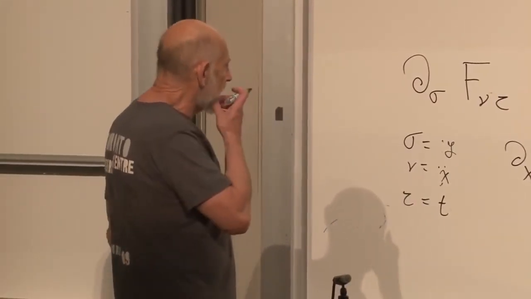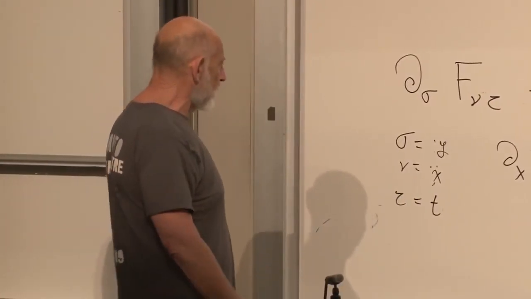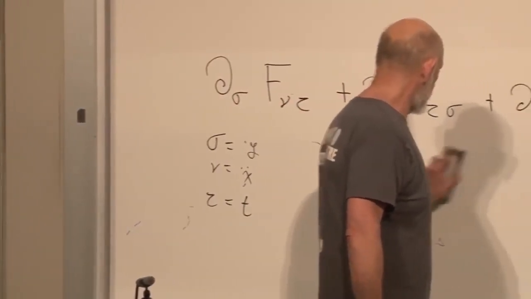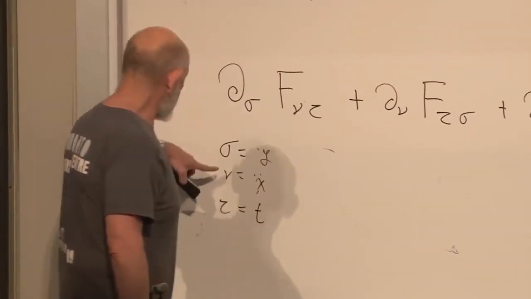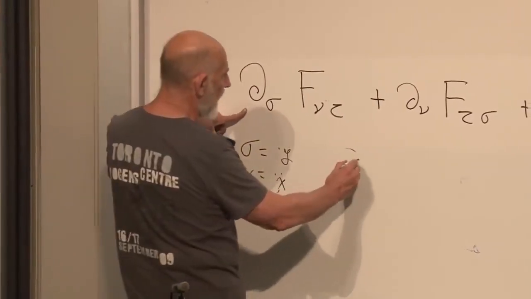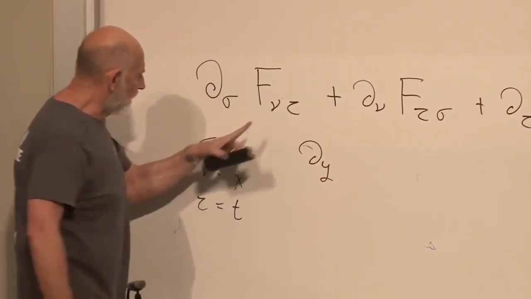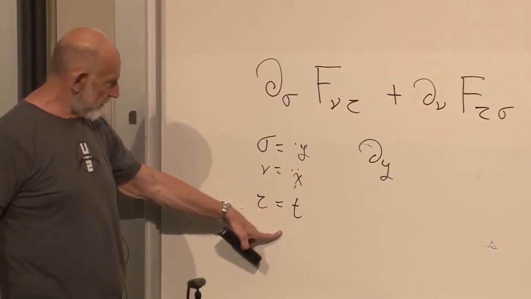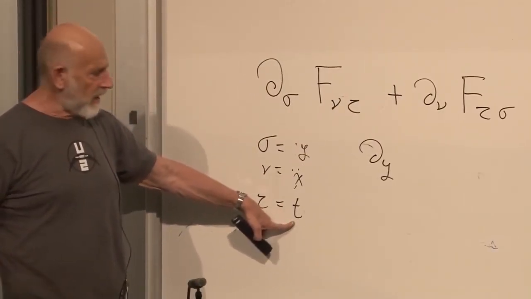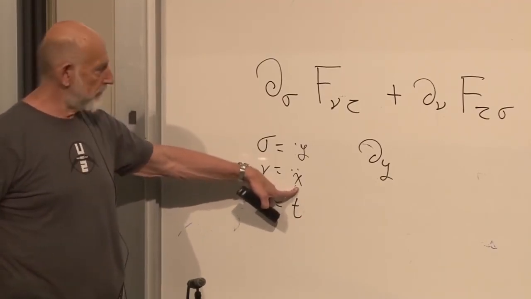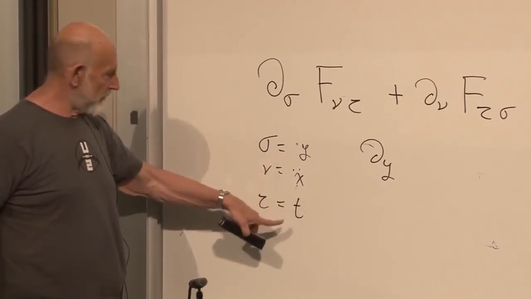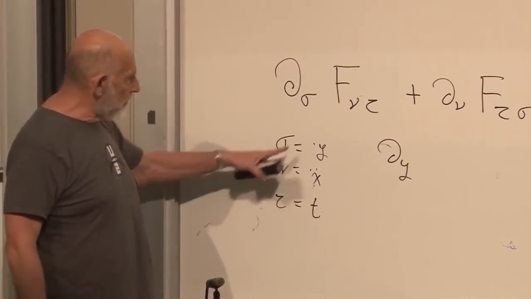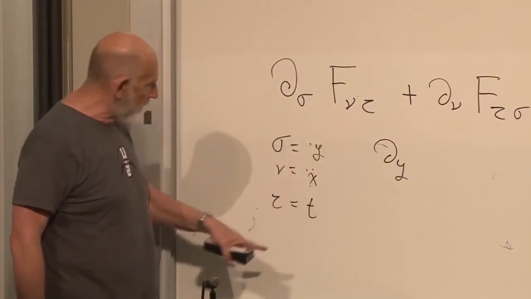And let's take sigma and nu to be y and x again. So let's see what this says. Okay, d sigma, that's derivative with respect to y of nu tau. Now what's f nu tau? One leg in time and one leg in space. That's an electric field. The electric field are the mixed space-time components of F.